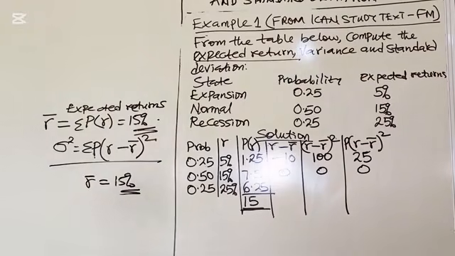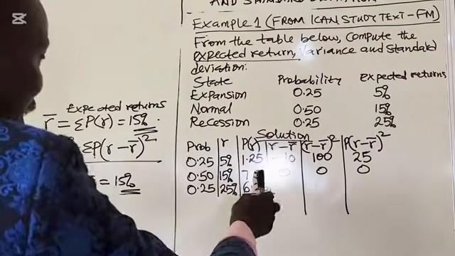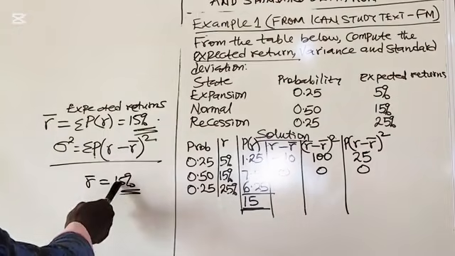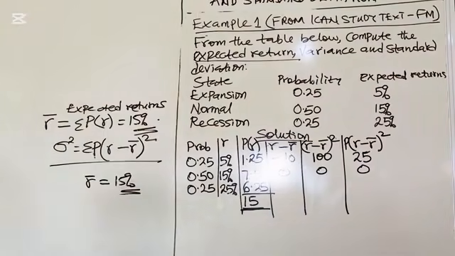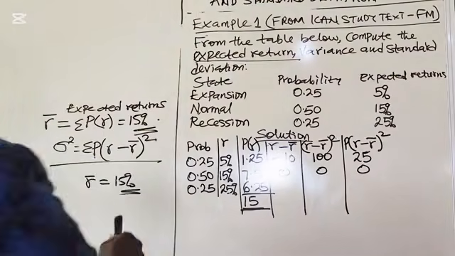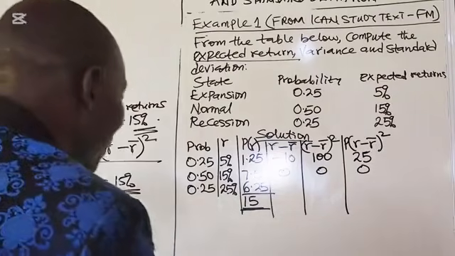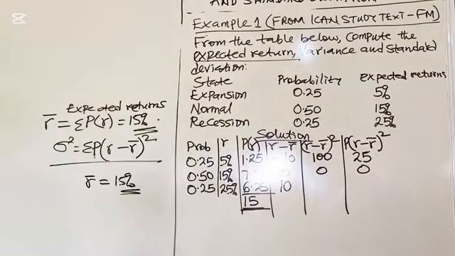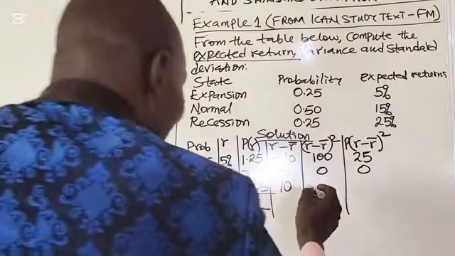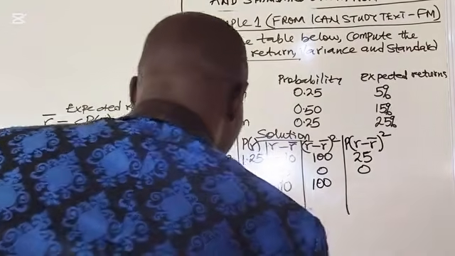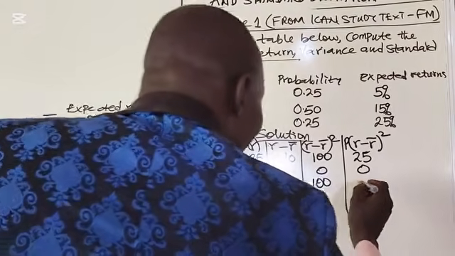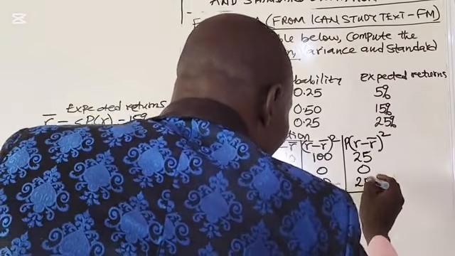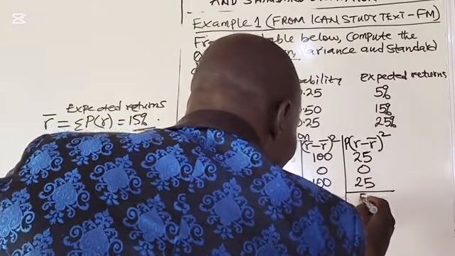Then the third column, where R is 25 and R bar is 15. 25 minus 15, that is plus 10. If you square 10, which is 10 times 10, that gives us 100. Then 0.25 times 100, that gives us 25. So if you sum up this, it gives us 25 plus 0, 25 plus 25, that is 50.